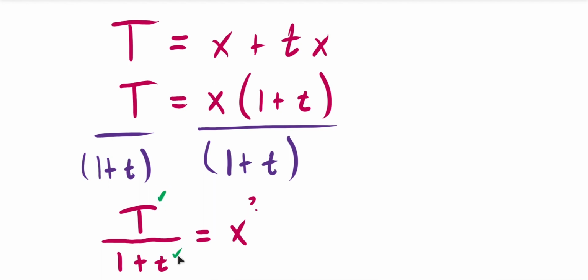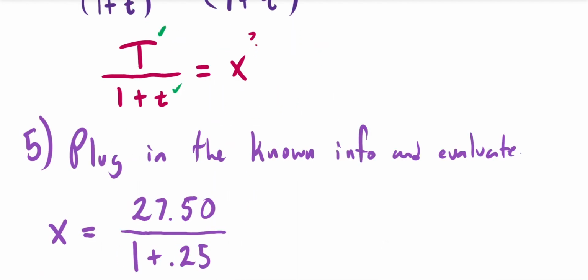Notice that I know these two. They are given information. I definitely know what 1 is as a number. And then x, that's the unknown, that's alone on this side. We've solved for the unknown quantity. Then we plug in that known info and evaluate.